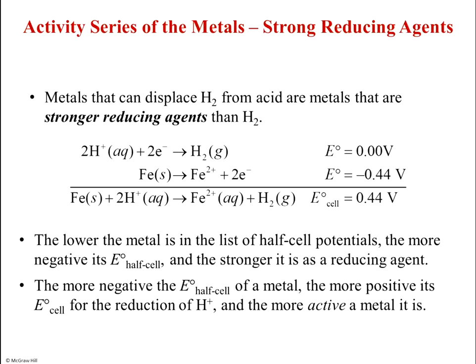The lower the metal is on the list of half cell potentials, the more negative its E0 half cell, and the stronger the metal is as a reducing agent, and the weaker the metal ion is as an oxidizing agent. The more negative that E0 half cell of the metal, the more positive its E0 cell for the reduction of hydrogen, and the more active a metal is.